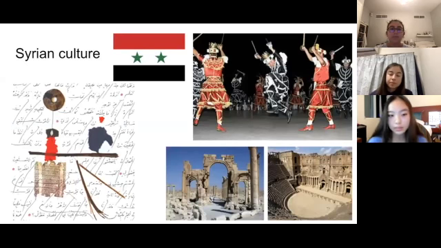To move on with the Syrian culture, Syria has a traditional society that holds a long cultural history. Its taste in traditional arts is expressed in the tabkhe, traditional sword dance, and also in poetry.